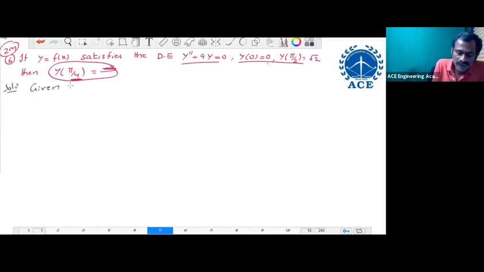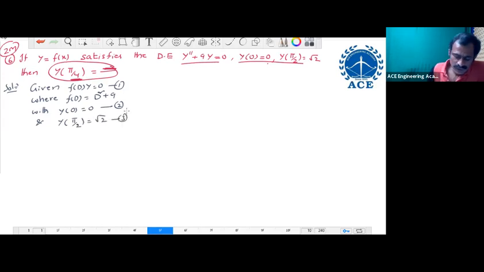First, write the given data. Given f of D y equal to 0, say this 1, where f of D equal to D square plus 9. And the conditions: y of 0 equal to 0, say this 2, and y of pi by 2 equal to root 2.